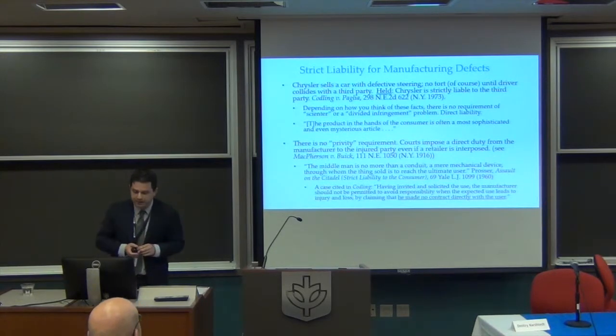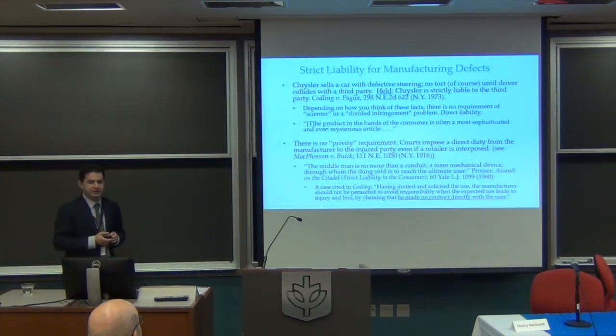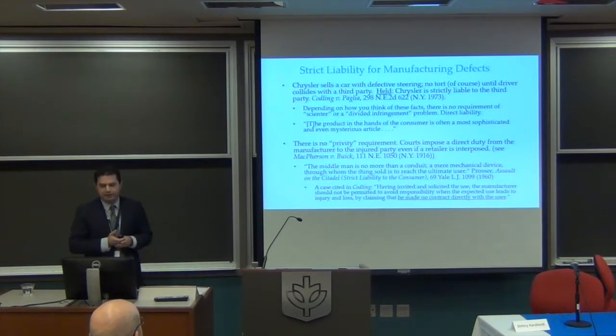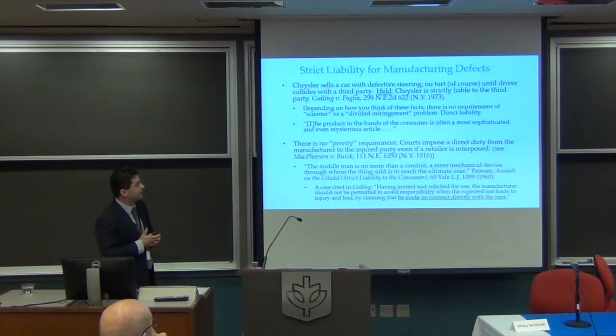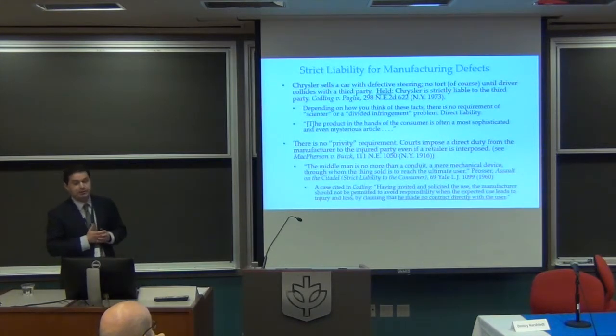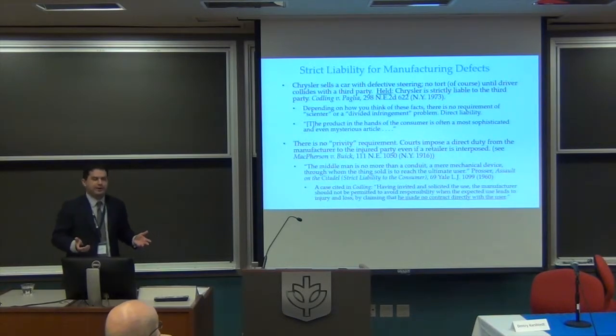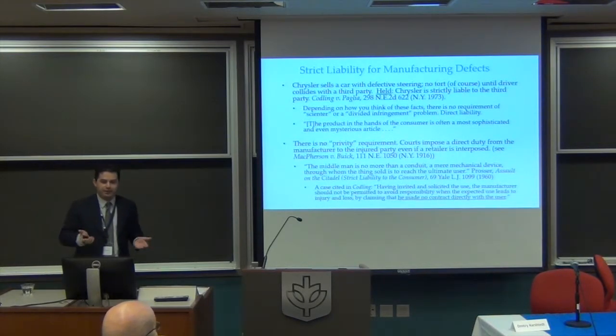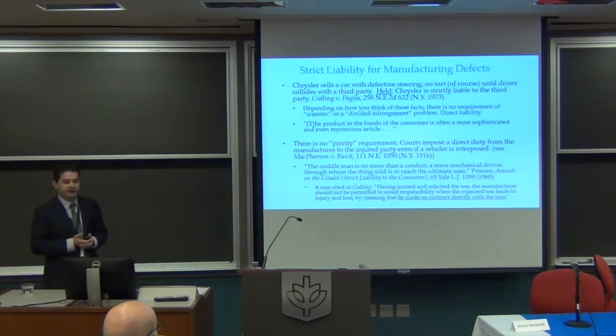But I think an even better example for what I'm trying to say is strict liability for manufacturing defects and strict products liability in general. So consider a famous case that I learned in my second week of law school. Chrysler sells the car with defective steering. There's no tort until the driver collides with a third party, right? It's sort of a divided tort problem, right? But Chrysler is still strictly liable.